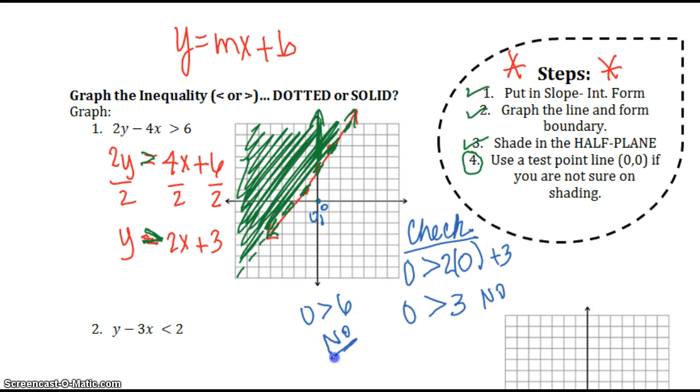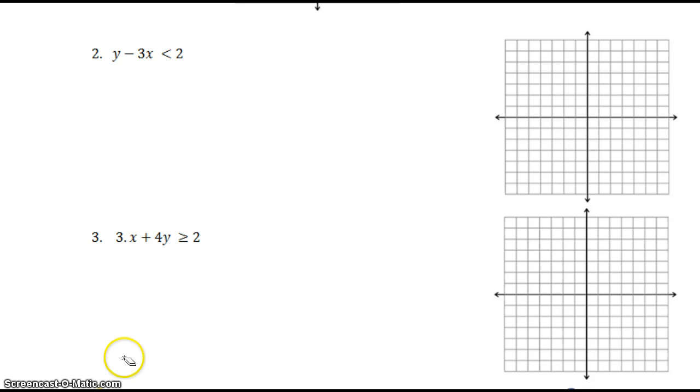So if it's not true, then 0, 0 is not part of the solution. So I agree with my shading. I think I've shaded it correctly because for 0, 0 to be a solution, these answers should have been yes. So that's what that last step is, just a way of checking to see that you shaded it in the right area. Pause the video right here and let's you try number 2 on your own, please. Without me, attempt number 2, pause the video, and then you can check it with my work.